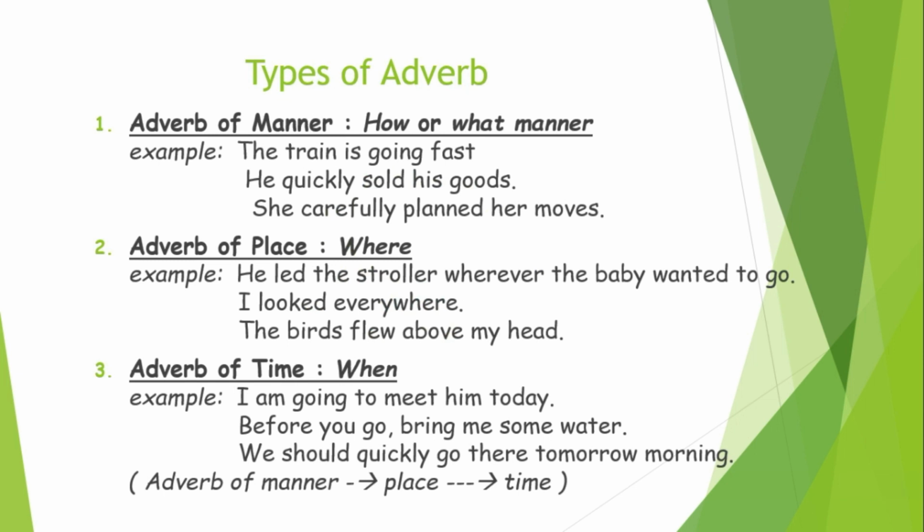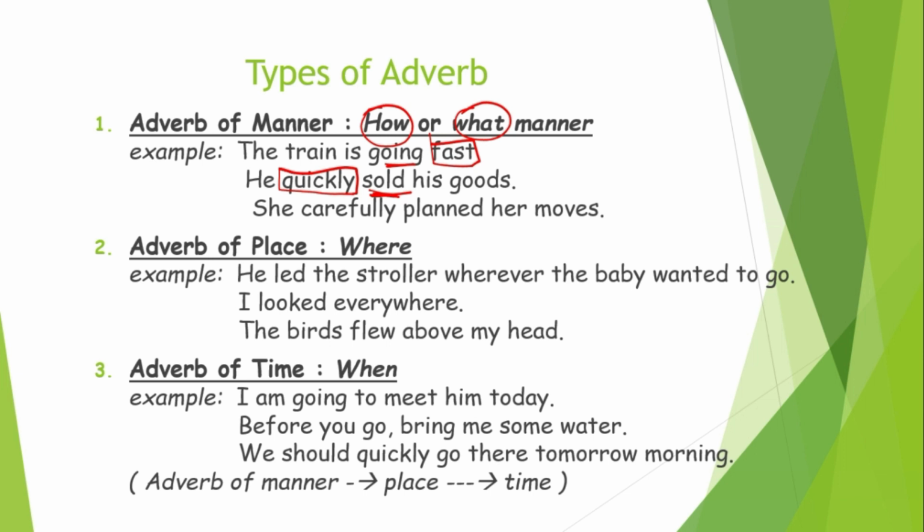Now there are various types of adverbs. The first is the adverb of manner. Manner means how it is done, or in what manner it is done. The train is going fast. How is it going? It is going fast. So fast is the adverb. He quickly sold his goods. How did he sell his goods? He sold it quickly. Whenever this word how comes, it is an adverb of manner.